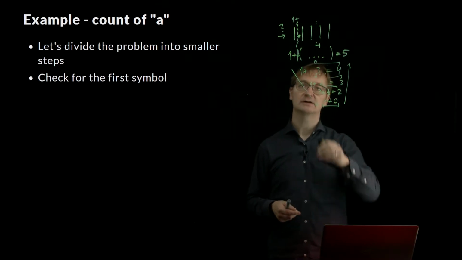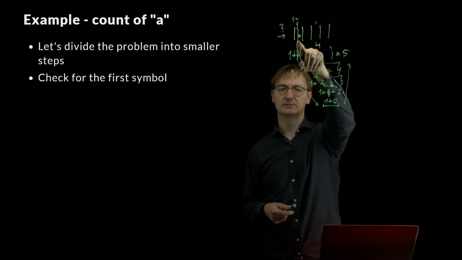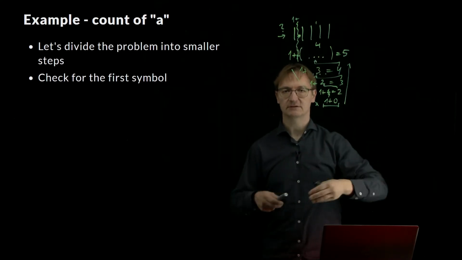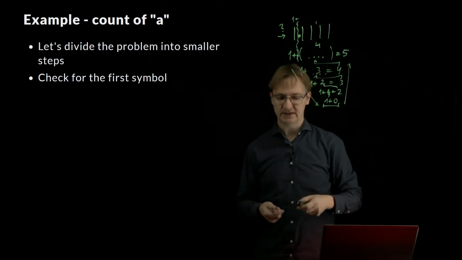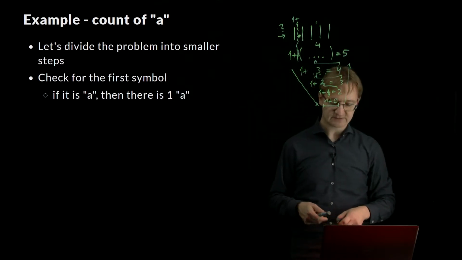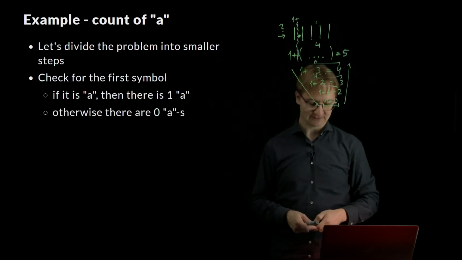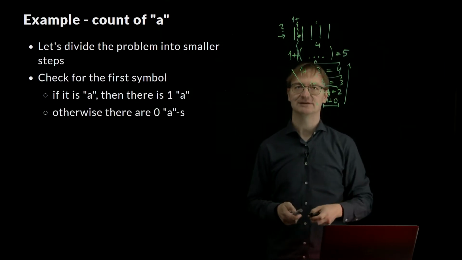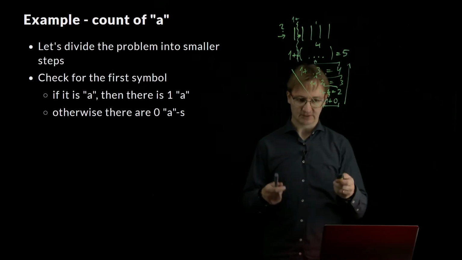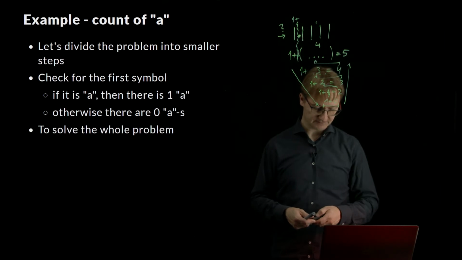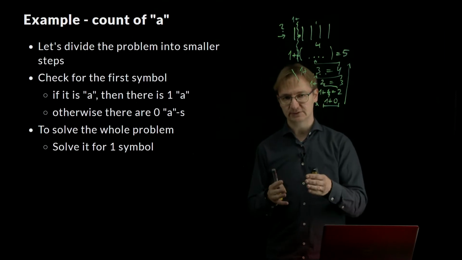What we can do is check the first symbol, as we did here. In the previous example, we just took the first person and counted it. But here we take the first symbol and check whether it's A or not. If it is an A, then we can say that there is 1 A. Otherwise there are 0 A's. I probably have an example on my slides, so we can go through that example. And to solve the whole problem, we solve it for the first symbol.